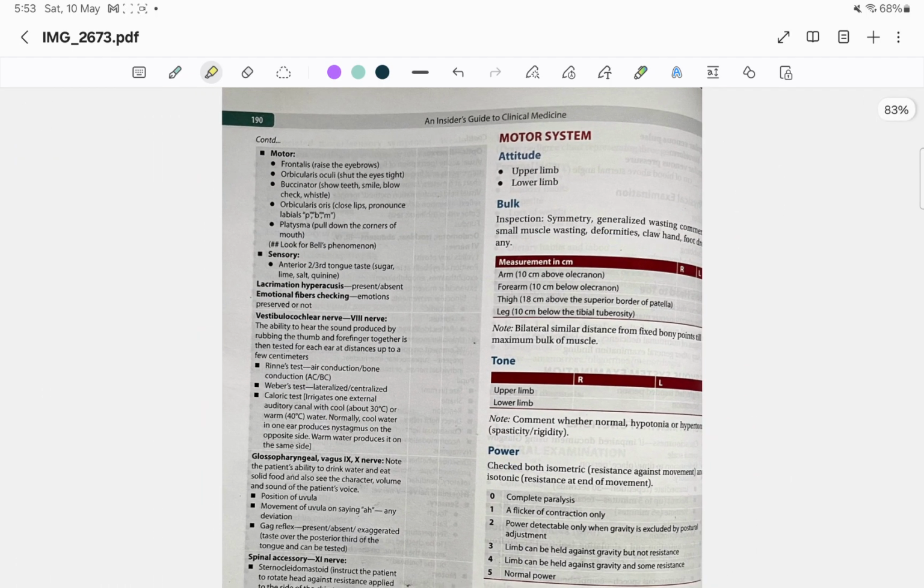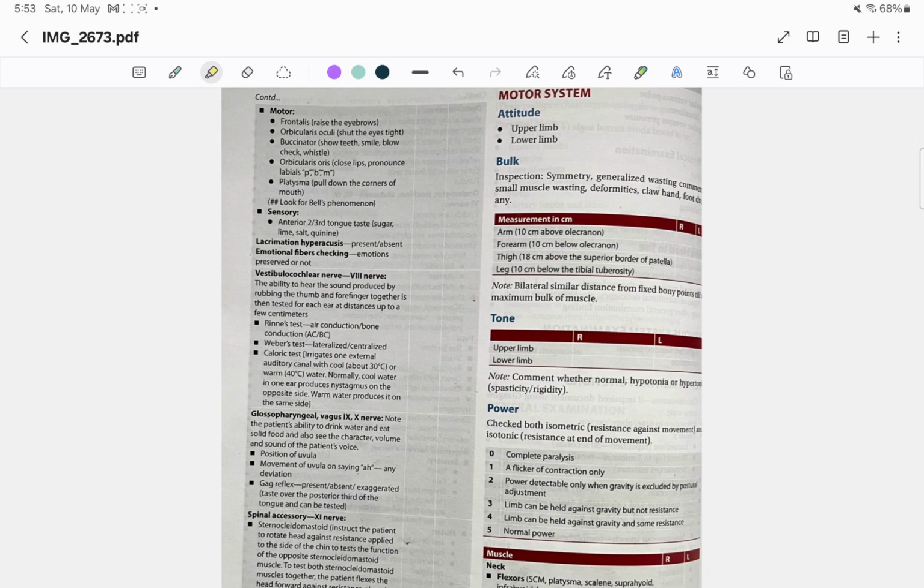Then we have the motor system. The motor system is the most important part of the CNS examination. First you have to see the attitude of the limb. Attitude means where it is lying. For example, whether it is in a flexed position, an extended position, or a pronated position, because every disease will have a different kind of attitude.